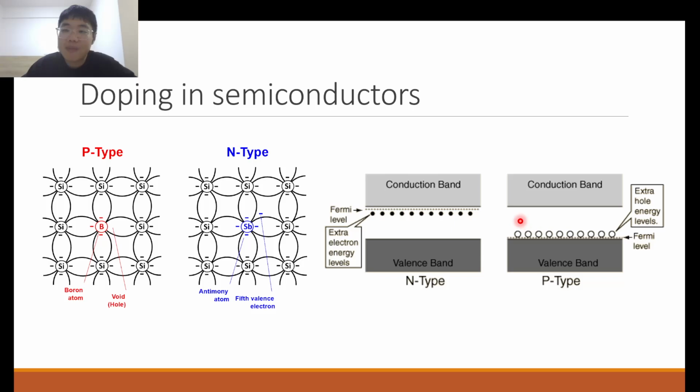Whereas for the p-type, we have basically extra hole energy levels, so empty energy levels, right? Remember, empty means absence of electron means a hole. So these empty energy levels, you can think of as holes occupying these levels. And so with just a bit of energy, the holes can move down into the valence band. And then the holes can move in the valence band.